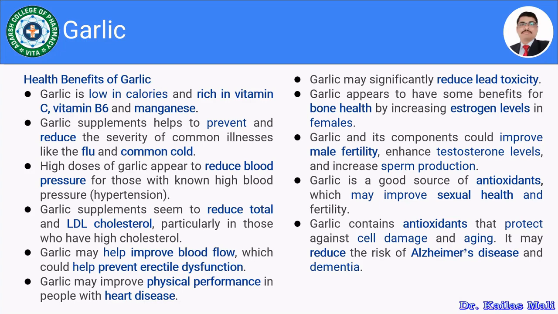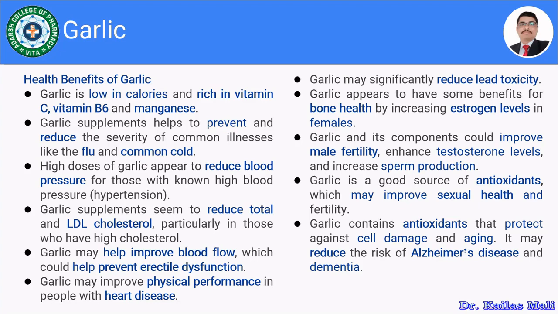Furthermore, the garlic may significantly reduce the lead toxicity, right? Garlic appears to have some benefits for bone health, as it is going to be used in osteoarthritis by increasing the estrogen levels in females. Then garlic and its components could improve the male fertility, enhance the testosterone levels, and increase the sperm production.